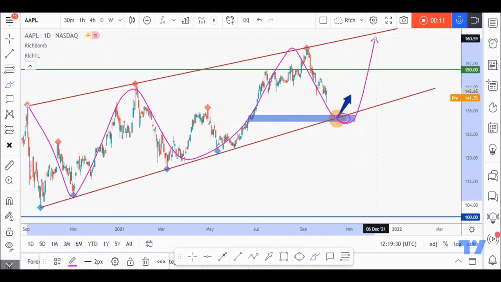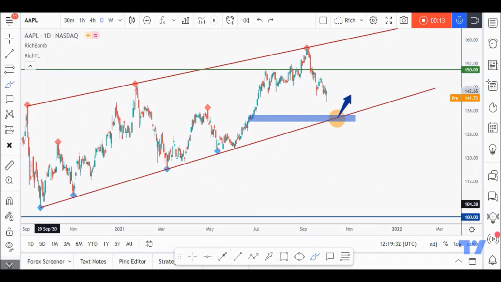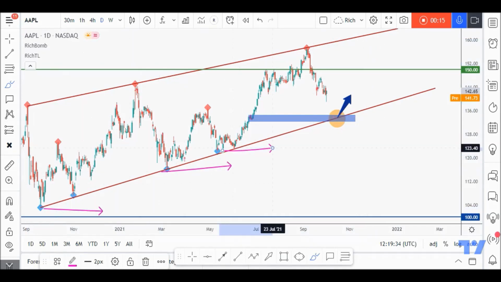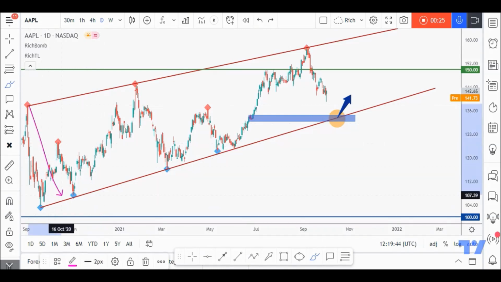So let's get started. As we can see, Apple has been overall bullish for a while, making higher lows and higher highs, right? Trading inside this giant brown channel. So when we are overall bullish, we'll be waiting for the correction to end to catch what? The next impulse movement, just like this one and this one as well.